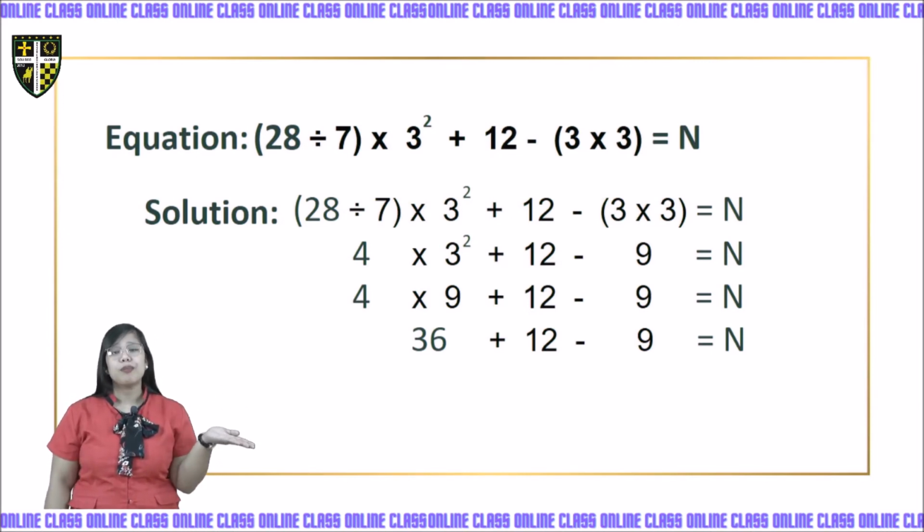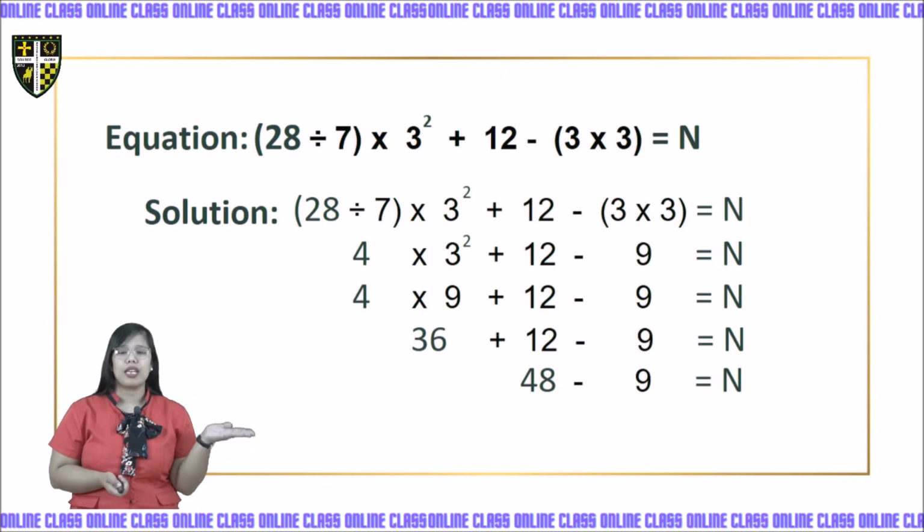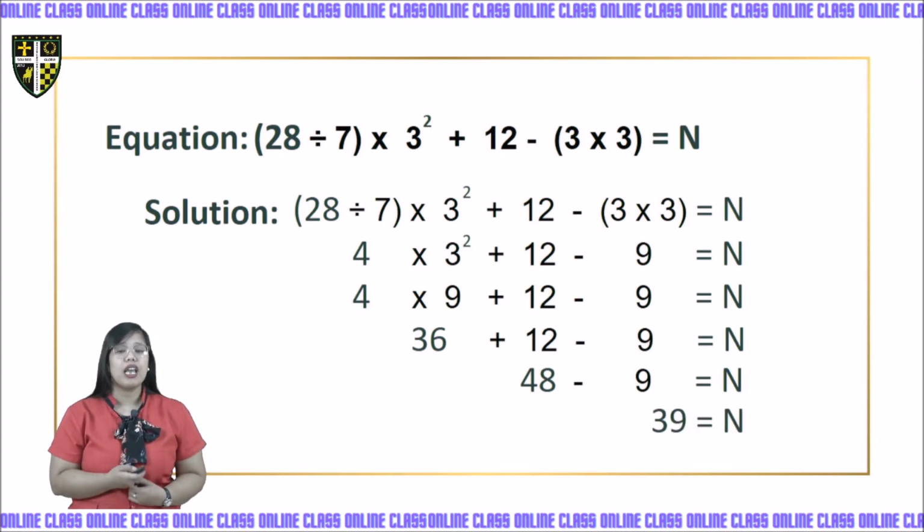So 36 plus 12 is 48. And then we will just copy minus 9 equals n. So now we will subtract 48 and 9. So 48 minus 9 is 39. So our answer is 39.